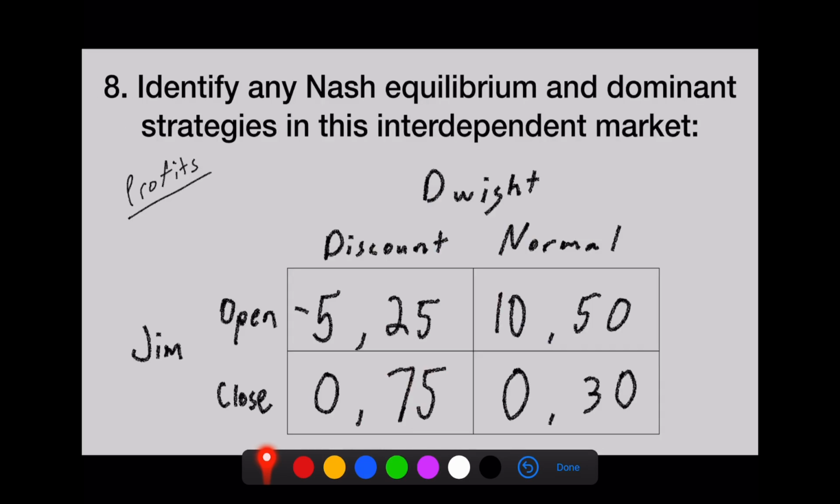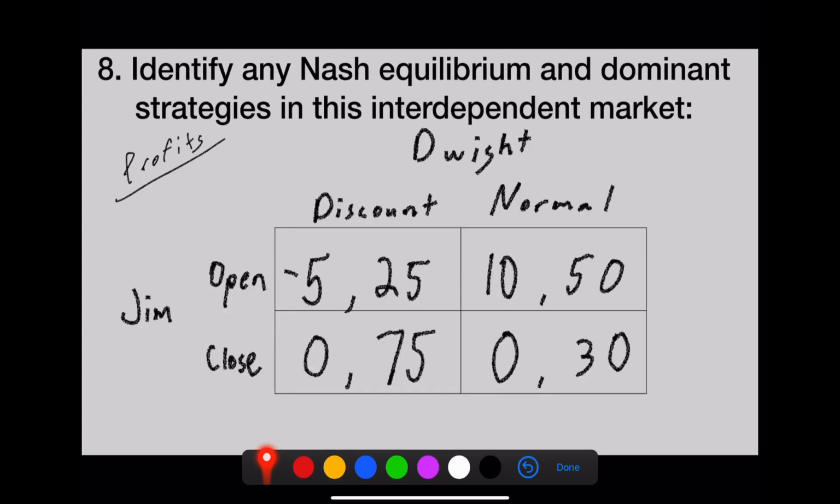All right, number 8, game theory, Nash equilibrium. Pause the video, give it a shot. All right, let's go through it. So dominant strategies. If Dwight discounts, what should Jim do? Open or close? Close. If Dwight is normal, what should Jim do? Open or close? Open. Jim does not have a dominant strategy. Does Dwight? Let's find out.